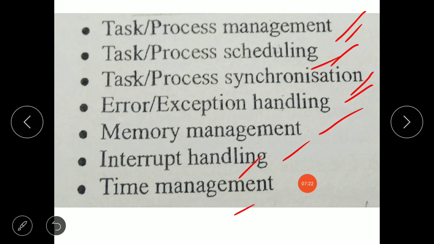Then we have error or exception handling. It deals with registering and handling the errors that occurred or exceptions raised during the execution of tasks. Examples of these errors or exceptions are insufficient memory, timeouts, deadlocks, deadline missing, etc. Then we have memory management. In memory management, the real-time operating system makes use of block-based memory allocation.